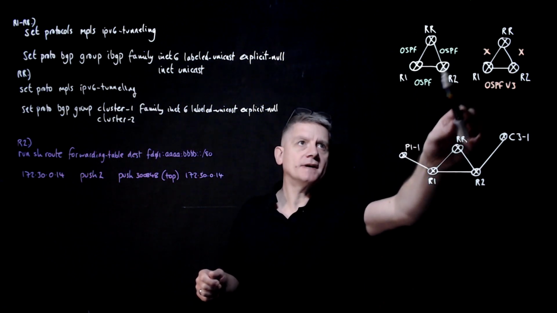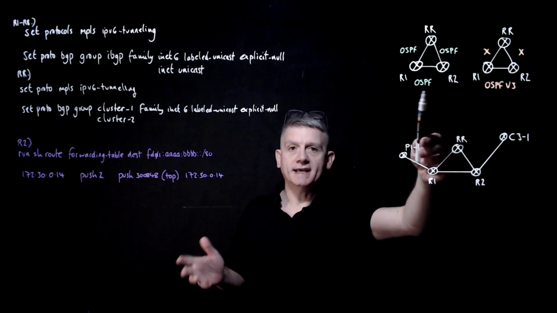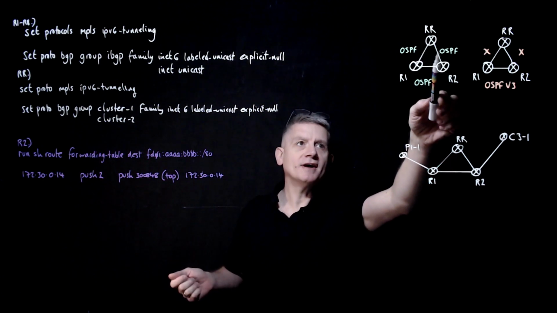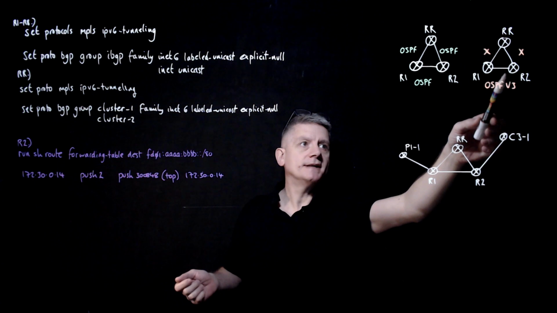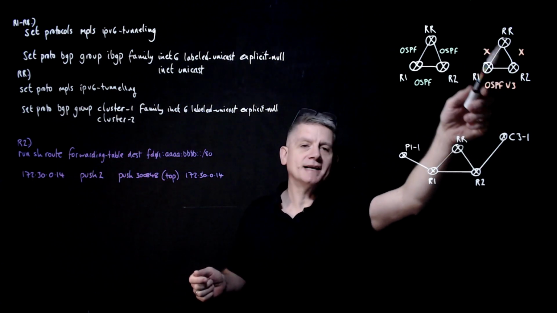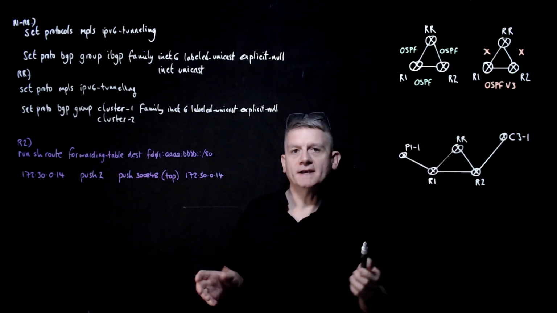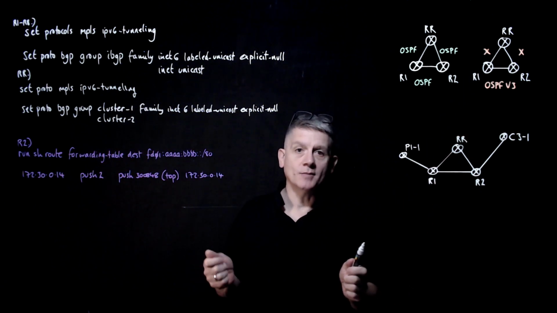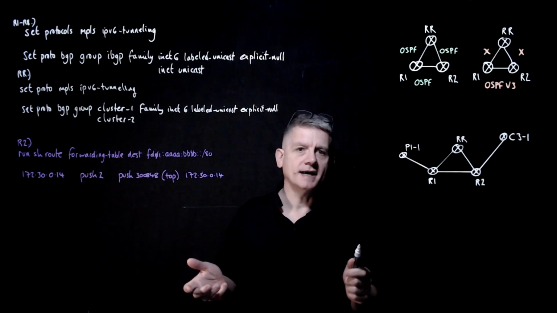The OSPF is going up to the route reflector, which is running LDP, so there is MPLS enabled on the route reflector. However, the OSPF is version 2. Now, OSPF version 3, which carries the IP version 6 information, is not enabled to the route reflector. So the route reflector is MPLS enabled, but it's not IP version 6 on the IGP enabled.